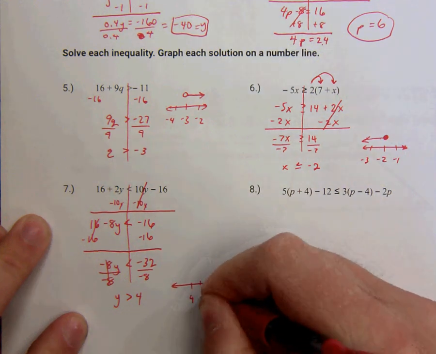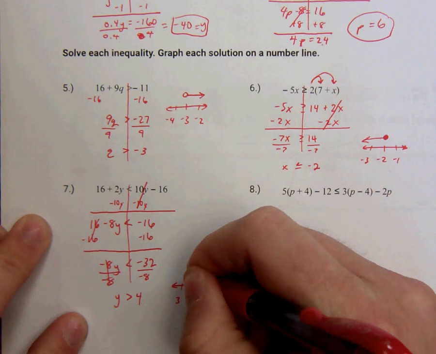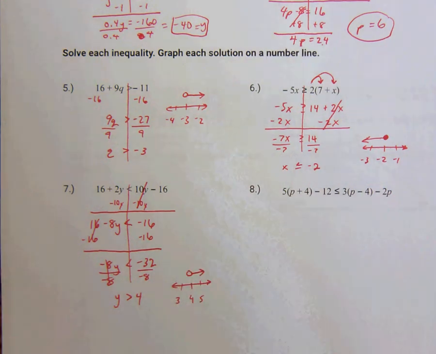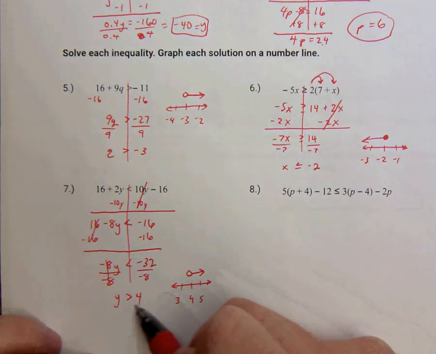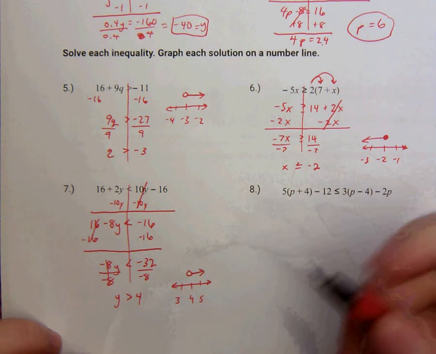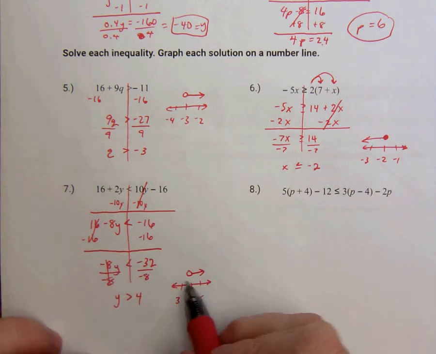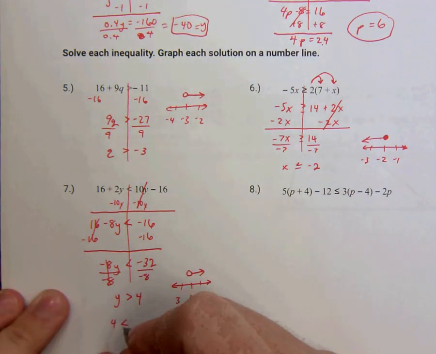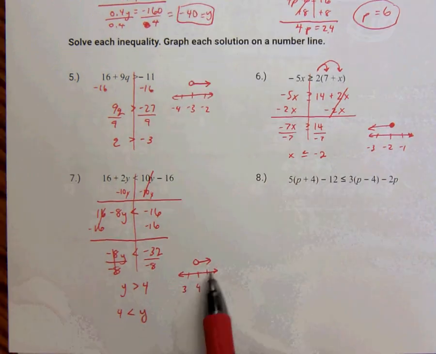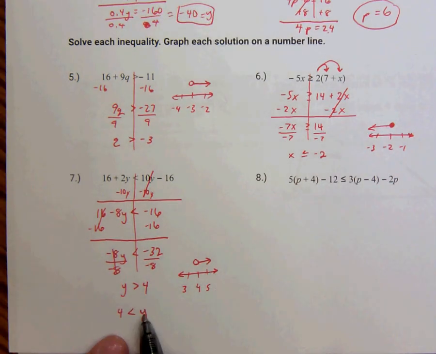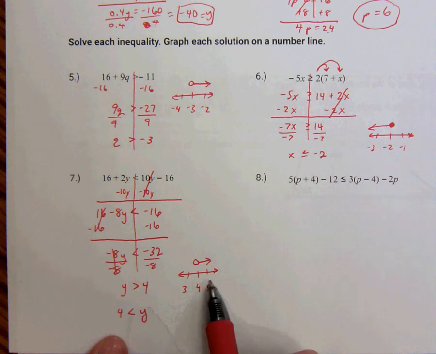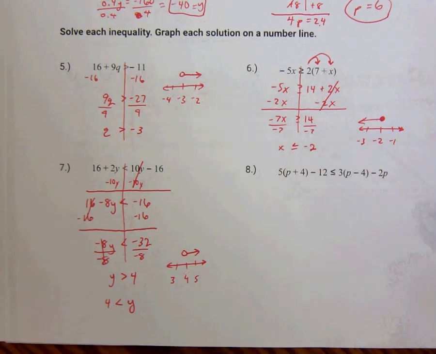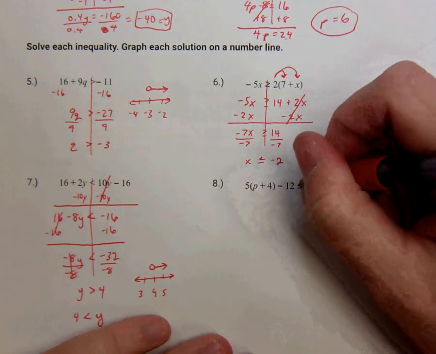So 4, 5, 3, it's open and going to the right. And remember, it's open because it's not equal to here, and since y is on the left side of it, it's almost like it's pointing this way. But keep in mind, if it was opposite like this, it's still going to look just like that. What you need to remember is you're reading from y. Y is greater than. The greater number is to the right, always.